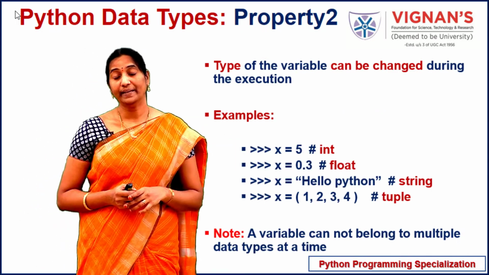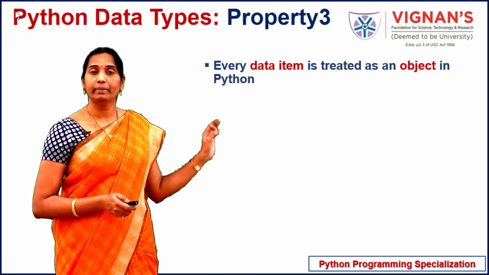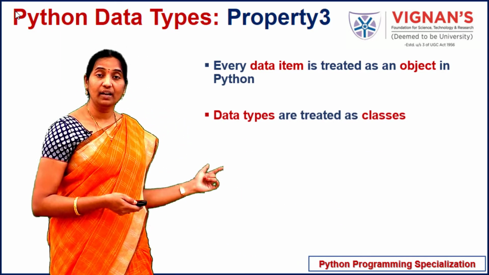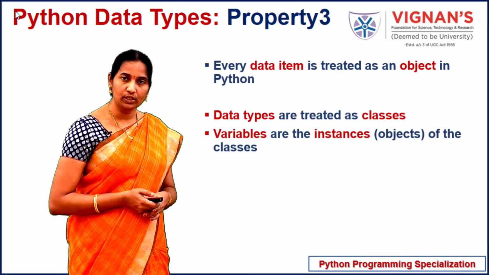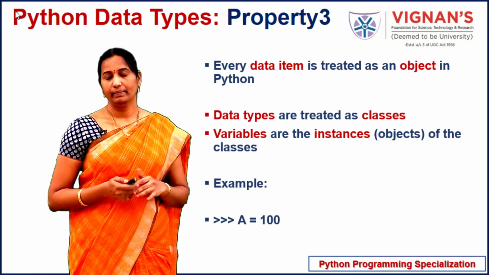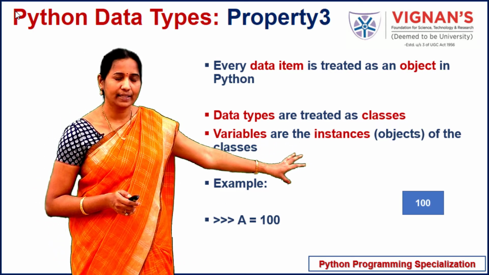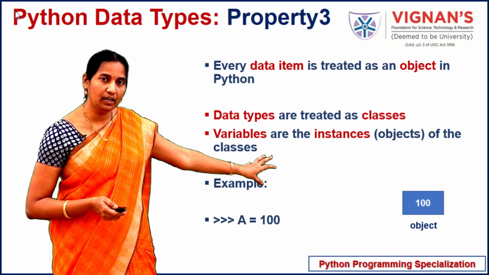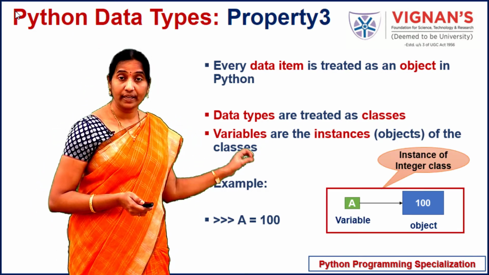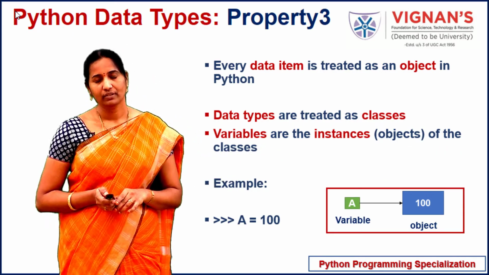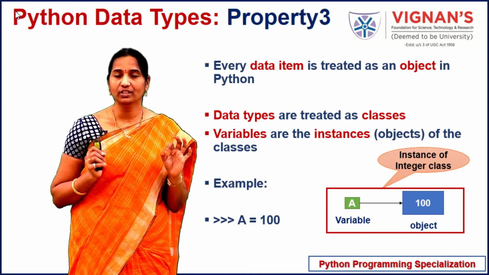Another interesting property of Python data types is every item of data in Python is treated as an object, whereas every data type in Python is treated as a class, and moreover a variable in Python is treated as an instance of the class. If you consider this example here, a equal to 100. So you are treating a as an integer by storing an integer value to the variable a. Actually here 100 is an integer type object, and by assigning you are giving a name to the object. Right, here I am giving a name a to the object 100. Here you can consider the variable a as an instance of the integer class. That's how every variable in Python is an instance of the class.